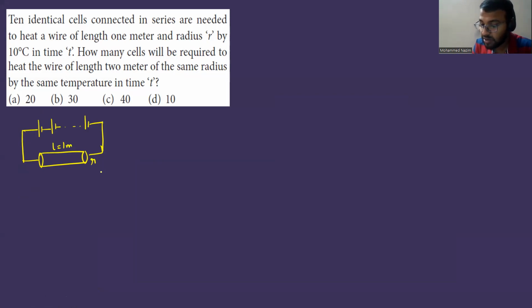How many cells will be required to heat the wire of length 2 meter? How many cells are required? Of the same radius, by the same temperature, in the same time.